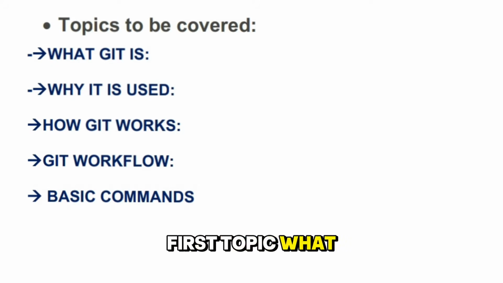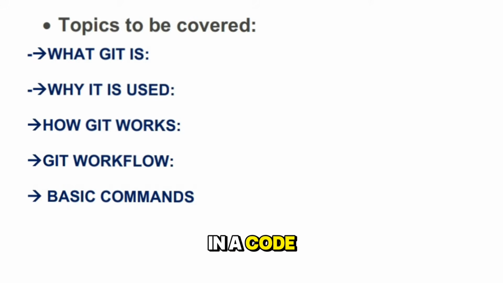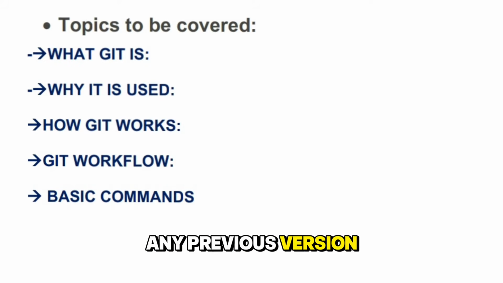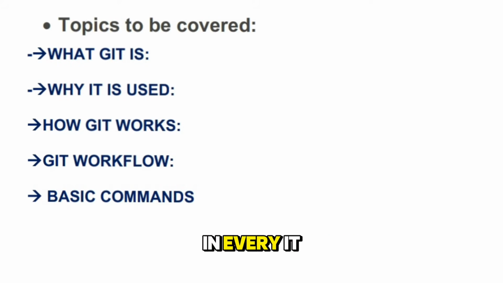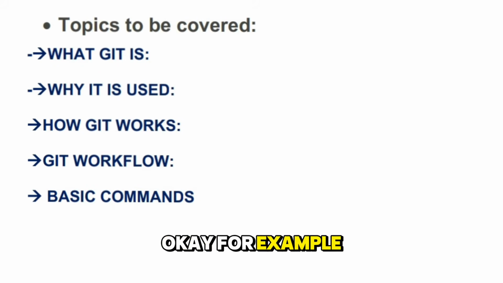First topic, what is Git? Git is a tool that helps you manage changes to your code over time. Git is a version control system that tracks changes in your code. Every time you update or modify a file, Git saves the version. It helps you go back to any previous version easily. Git is used in every IT company: development, QA, DevOps.